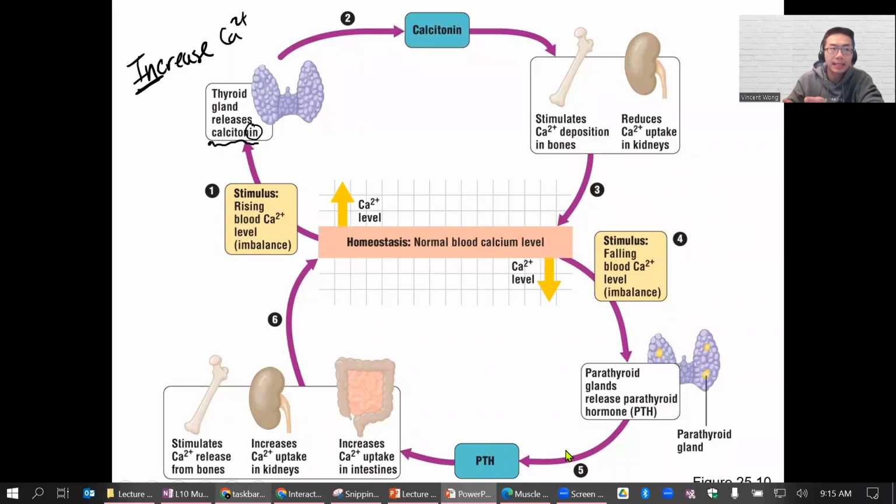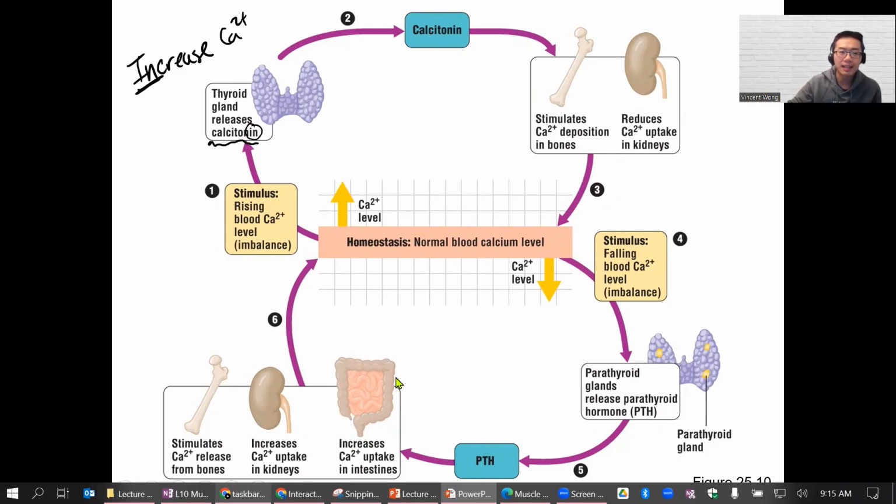So where are you going to get the calcium from? You can get it from the bones, okay? You can increase uptake in the kidneys, right? Absorb more from the proximal tubule, absorb more in the distal tubule and collecting duct, okay? You can also increase calcium uptake in the intestines, okay? So collectively, these actions will bring the calcium level back up.